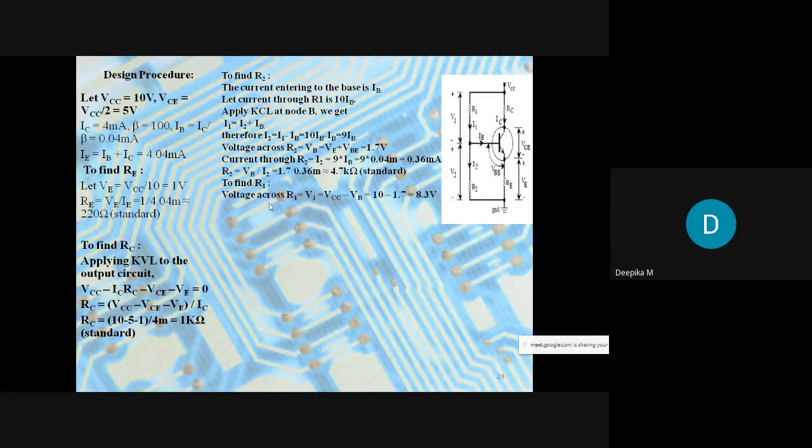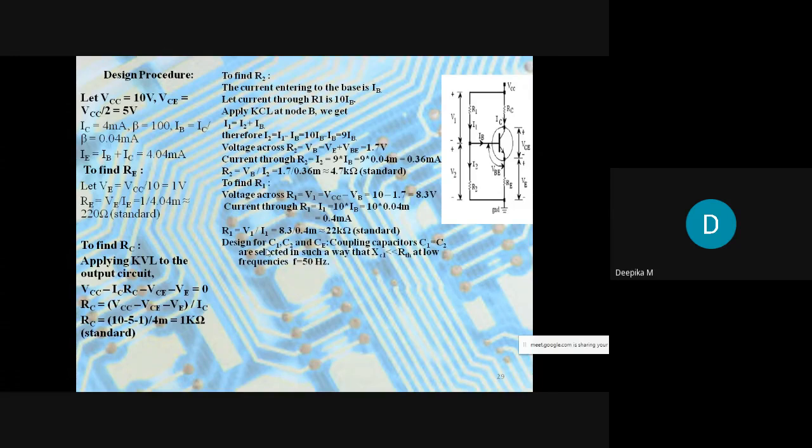And to find R1, the voltage across R1 is usually VCC minus VB. So it is 8.3 volts, and the current through R1 is 10 times IB. So therefore it is 0.4 milliamps. R1 is nothing but V1 by I1, it is usually 22 kilo ohms.